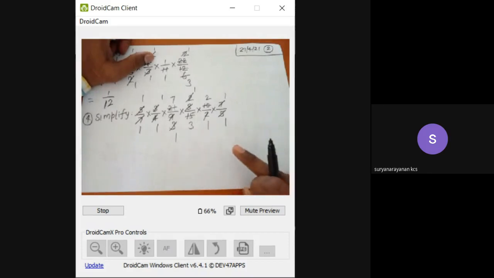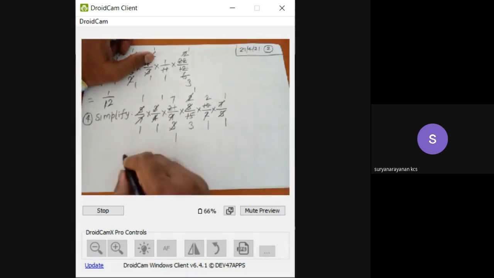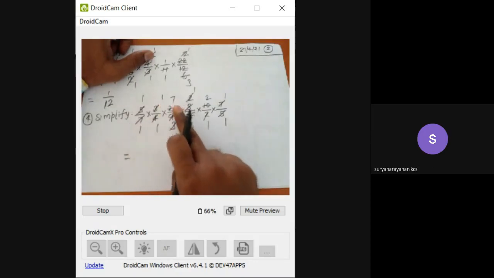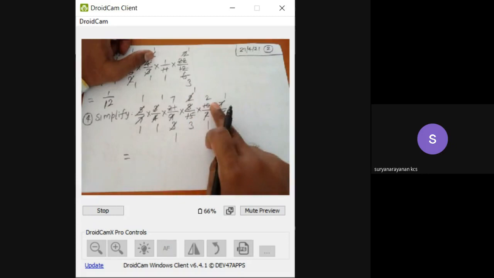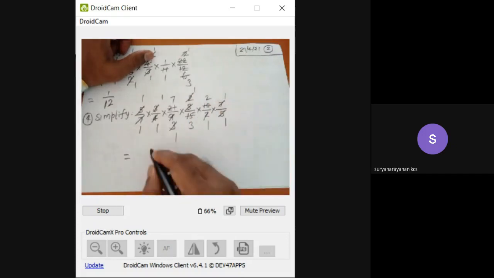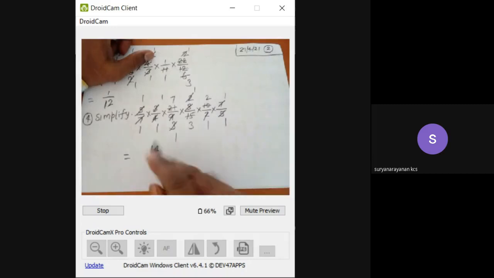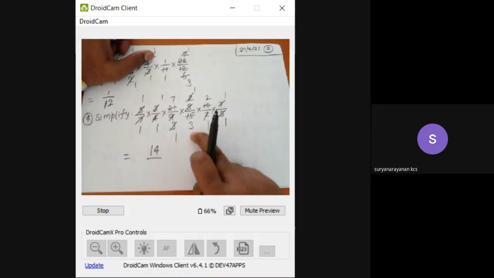divided the numerators and denominators by the possible table. Now, what are the numbers left here? Sir, after that the answer is 14 by 3. Yes, 1 into 1, 1 into 7, 7, 7 twos are 14, 14 ones are 14. What is the denominator? Sir, 3. 1 ones are 1, 1 threes are 3, 3 ones are 3.